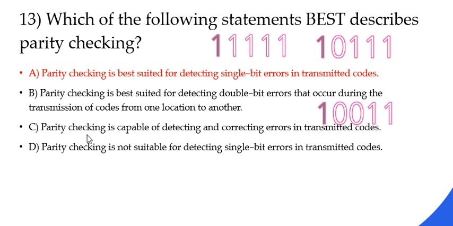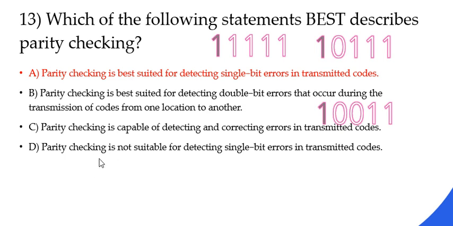So this is wrong, and C is wrong because it's not the best choice. It's saying that parity checking is capable of detecting, of course it is, and correcting errors in transmitted codes. That's very vague. And A is a better description than a general description like that. So therefore we choose A over C.